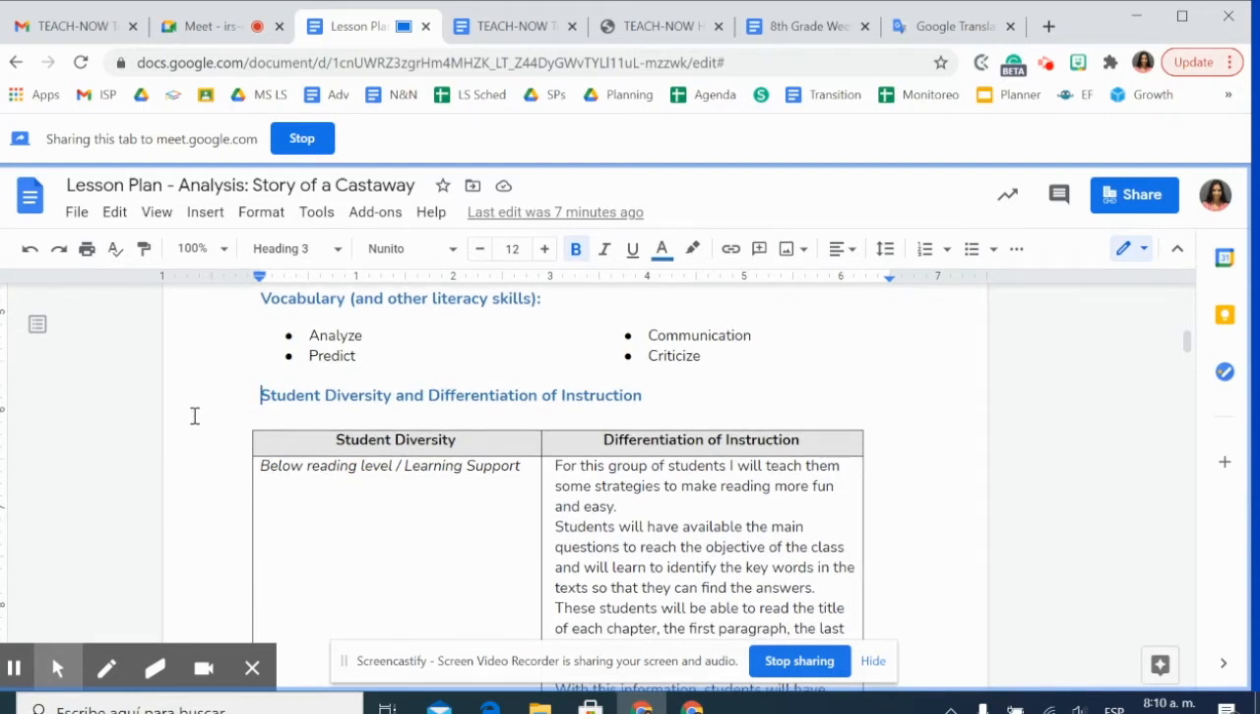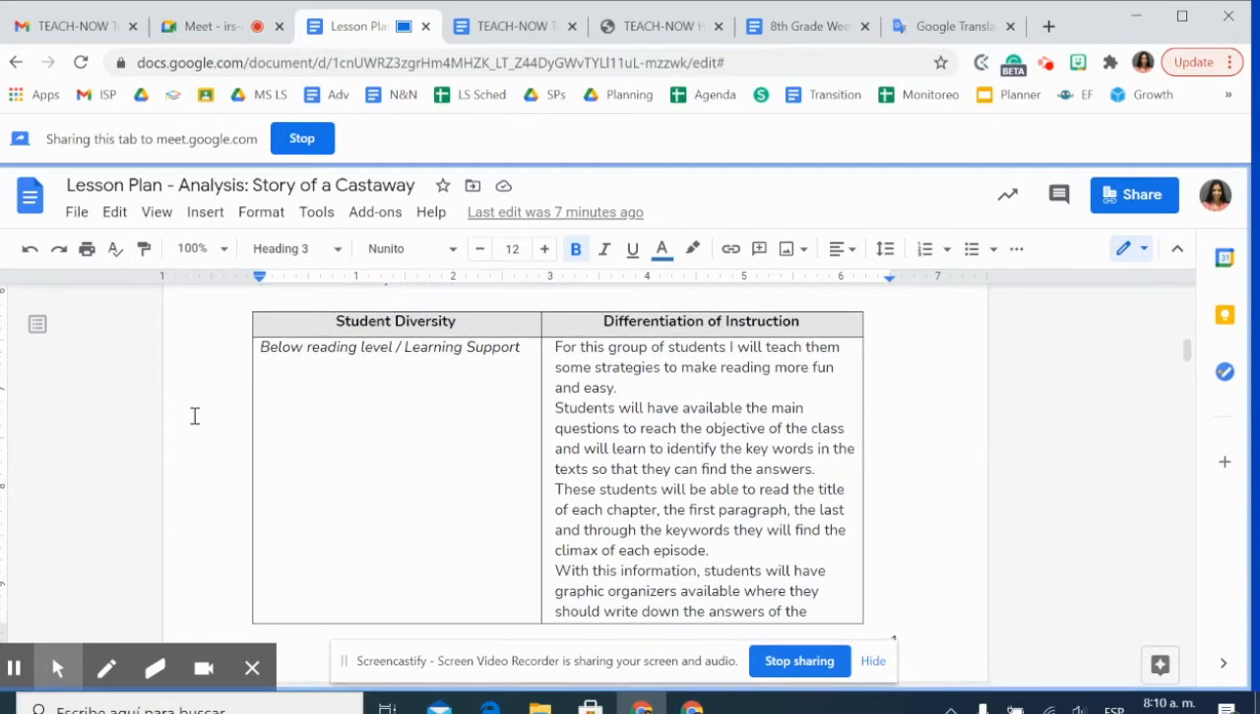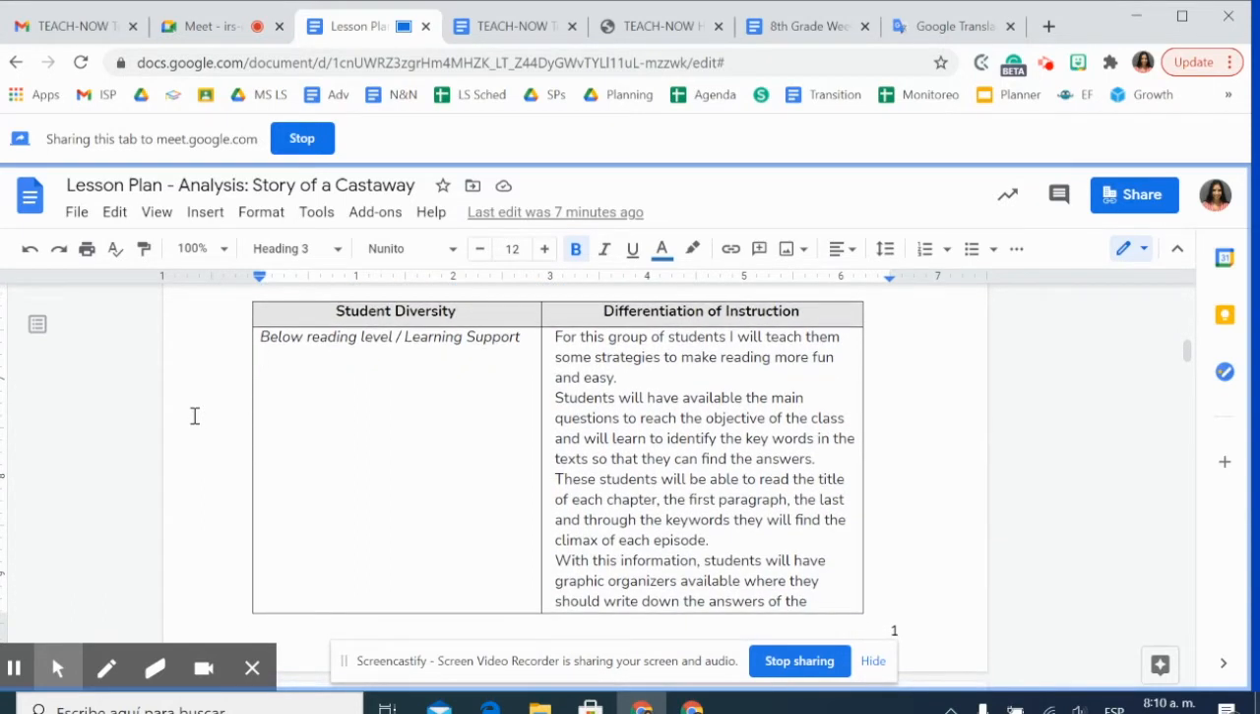Awesome. And it looks like you have some differentiation. That's cool. Yes, exactly. I divided them for my learning support students. I have only one student in that class, and below reading level, I have more students in that level. So for this group, I want to teach them some tricks so they don't have to read the whole book, because I have seen that it's very difficult for them and they struggle in that. So I will teach them tricks like finding the keywords and reading the first paragraph and the last one and finding the climax of each chapter. It's going to be helpful for them too to read the title of each chapter.